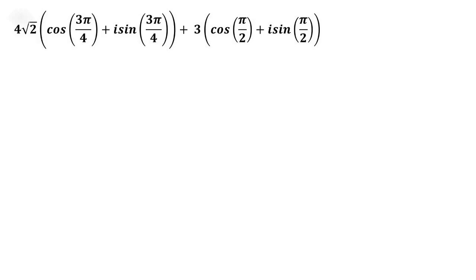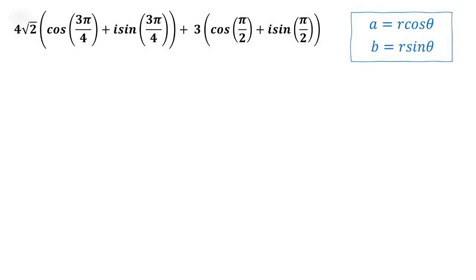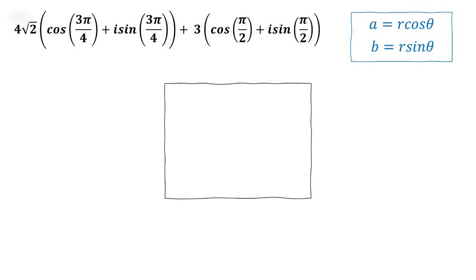Since we're given the complex numbers in polar form, before adding, we must convert them into rectangular form. Recall that to find the a and b values for the rectangular form, a plus bi, of a complex number, we use the formulas a equals r times cosine of theta and b equals r times sine of theta, where r is the modulus and theta is the argument of the number.